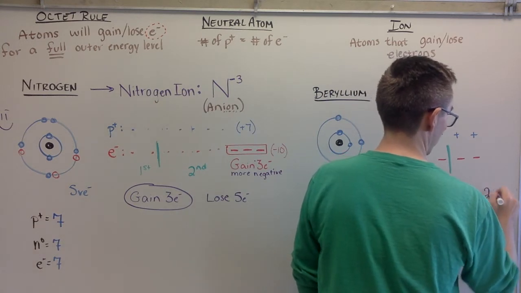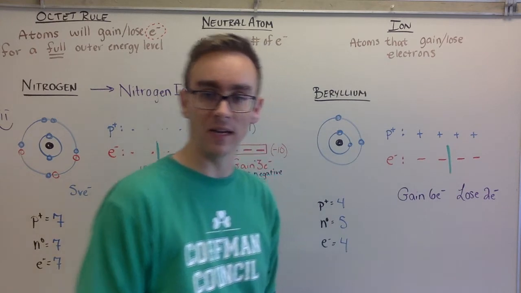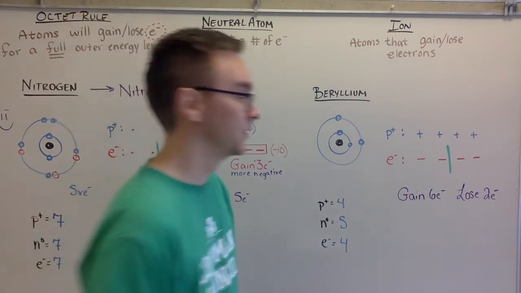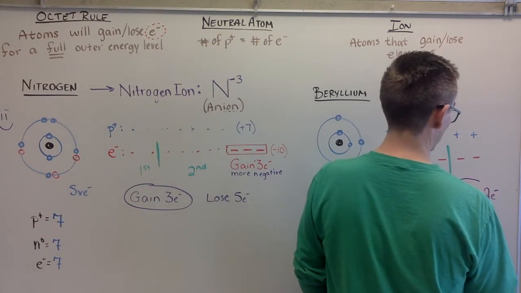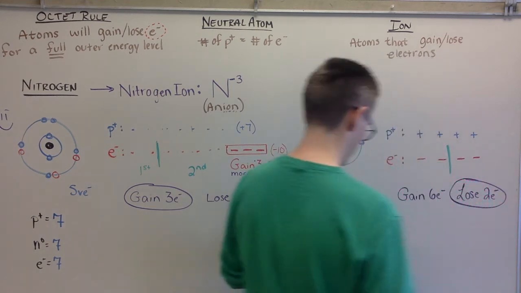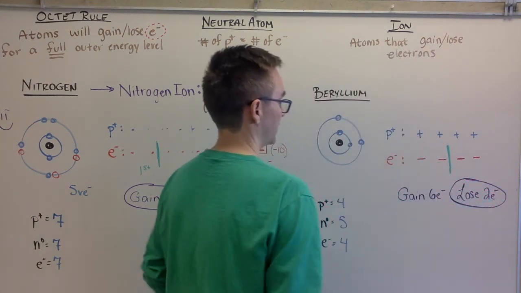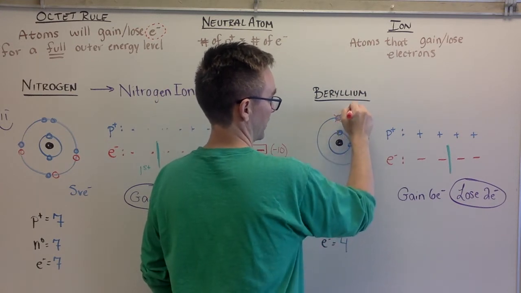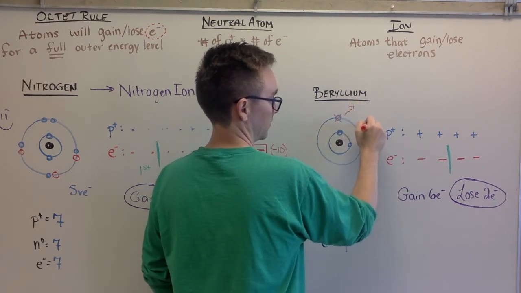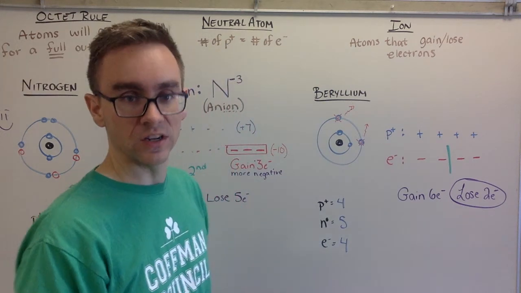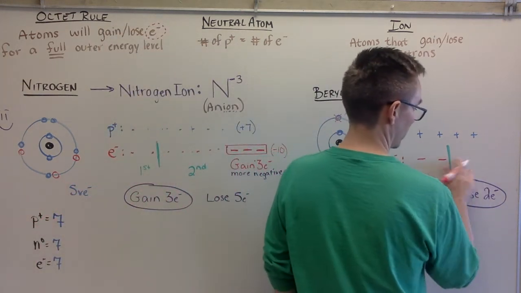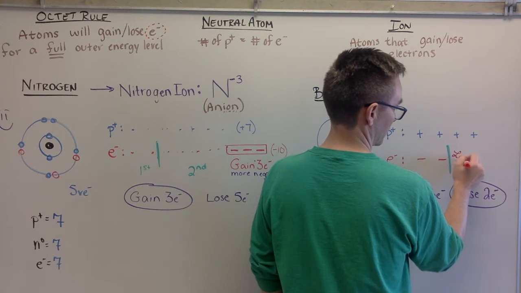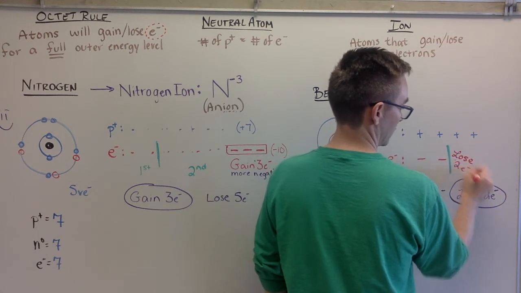Or it can lose 2 electrons. It's always going to do what's easier. By easier, I mean a smaller amount. In this case here, we are going to lose electrons. All right? So what we're basically doing is we're getting rid of these 2 electrons. They go bye-bye. Where do they go? We'll talk about that later. All right, so what we just did is we lose 2 electrons.